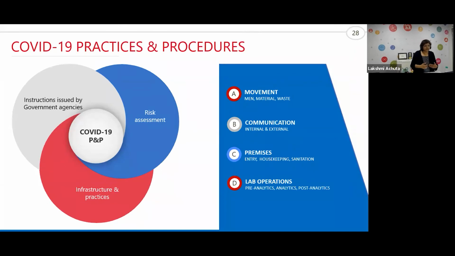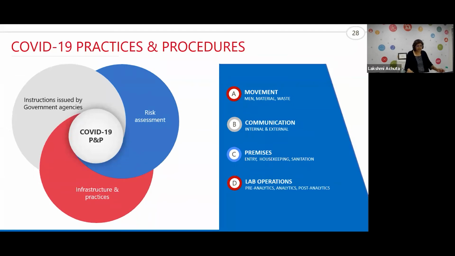So the first thing an organization would do is review the current practices, review the current infrastructure with that of the government agencies' instructions or the guidelines being issued by the agency or the regulators. And that's where they would have identified the gaps. The risk assessment has to be done. And the gaps and the risk assessment ensure and assure that the requirements and the practices have to be in place prior to the activity being undertaken. So we review the activities relevant to the movement, relevant to the communication, relevant to the premises, and very importantly, relevant to the lab operations.